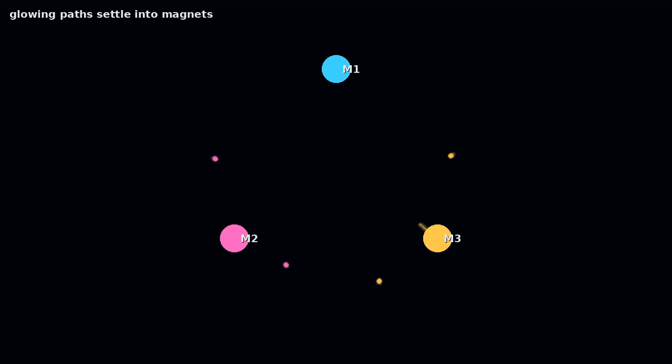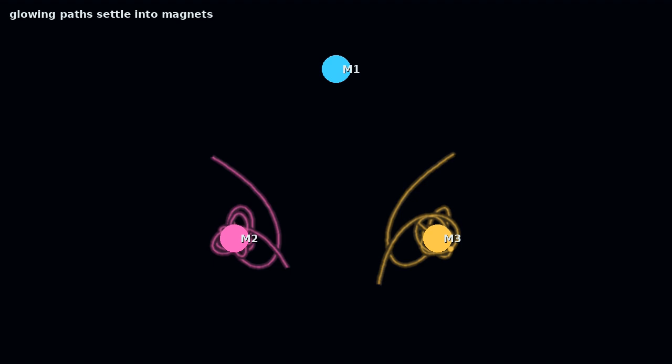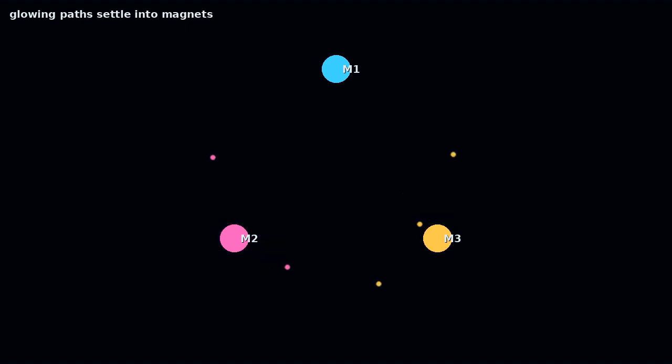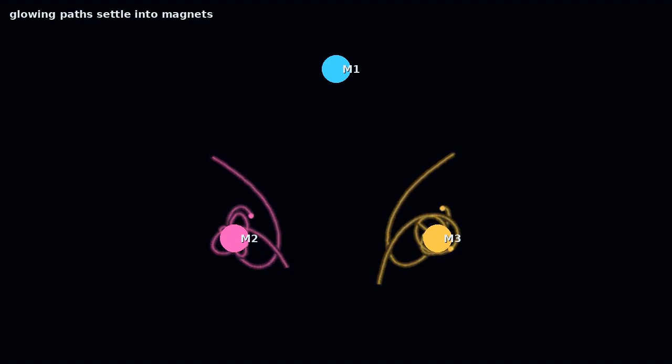Watch a single run. The bob lunges toward one magnet, overshoots, gets yanked toward another, loops and weaves. Only as friction wins does it finally curl in and rest near one of them. It wanders a lot before it picks one. That restless overshooting is the whole reason this gets interesting.